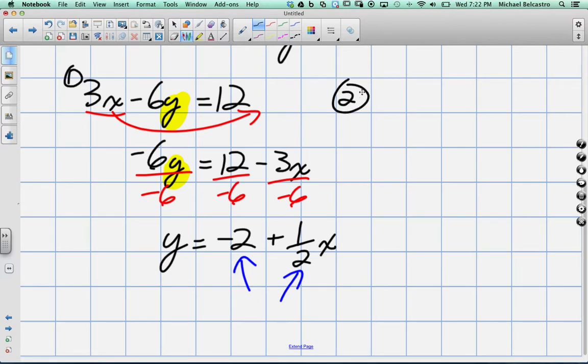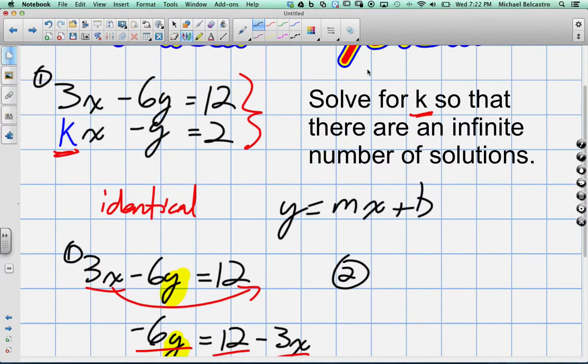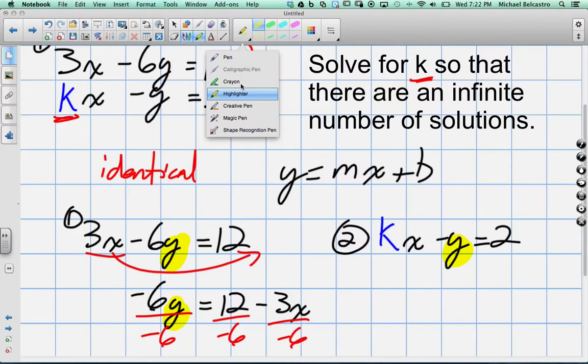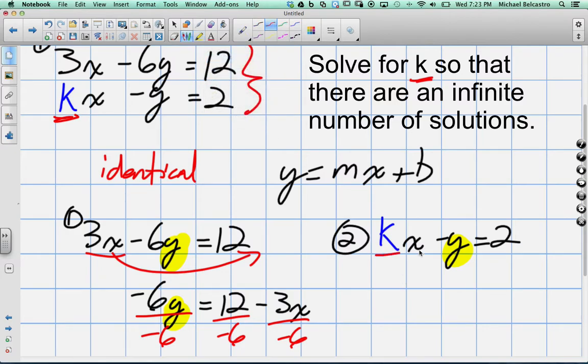Equation number 2. We have kx, gotta learn my alphabet, minus y equals 2. Again, the goal will be to isolate for just y. And when we mean just y, we mean positive y. So let's move kx to the other side.